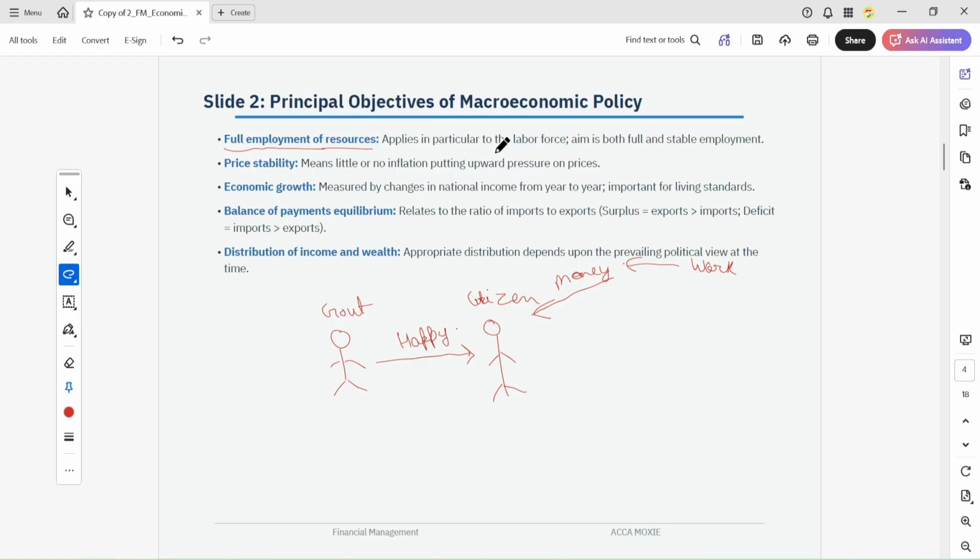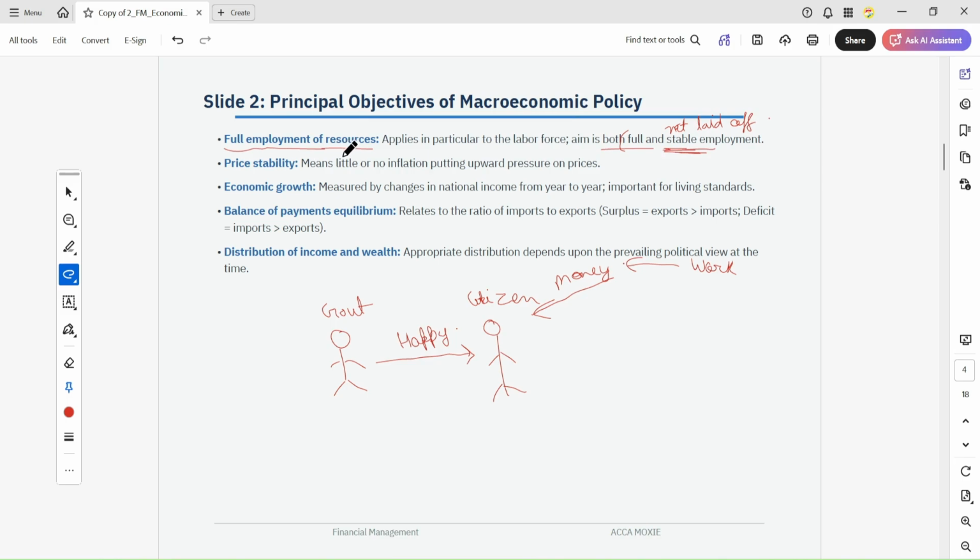Okay, this applies in particular to the labor force. The aim is both full and stable employment. Full employment means that those people who want to work will get work, and those who get work are not laid off later on. So it's stable employment. That is the objective of the government.